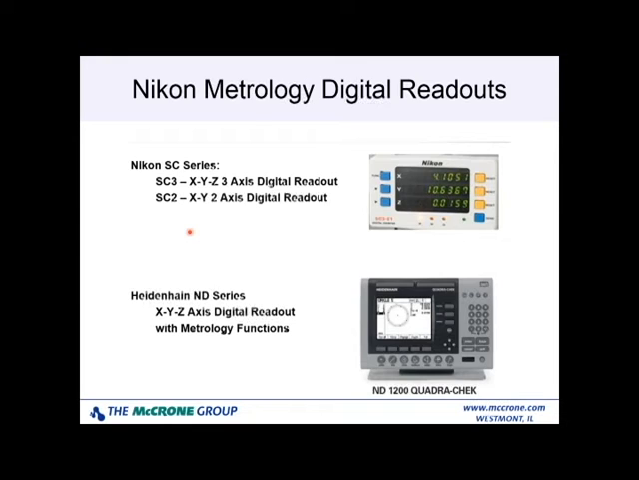Quadrachecks used to be, you're probably familiar with them, marketed by a company called Metronics. Now they have the Heidenhain name on them. Heidenhain is the parent company of Metronics. The movement of the stage is detected and measured by the encoders on the stage. And remember, in order to do a Z-axis measurement, you need an encoder on the Z-axis of your measuring microscope.